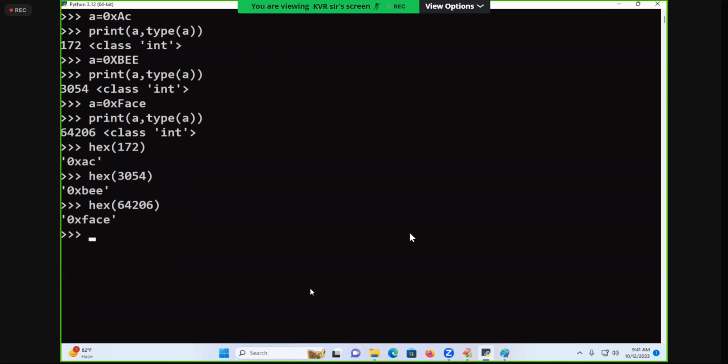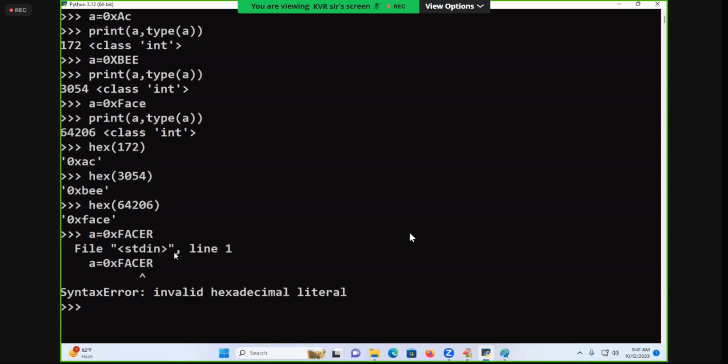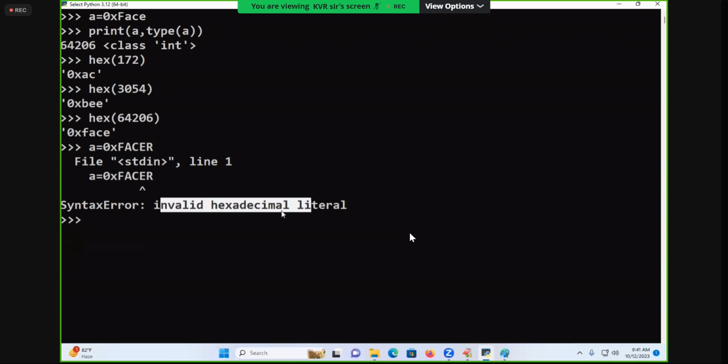Like that. One more question I am asking. A is equal to 0X FACER. Come on. Invalid. Why invalid? Beautiful. R is not a hexadecimal value. So definitely it is called what? Syntax error, because it is an invalid hexadecimal value.